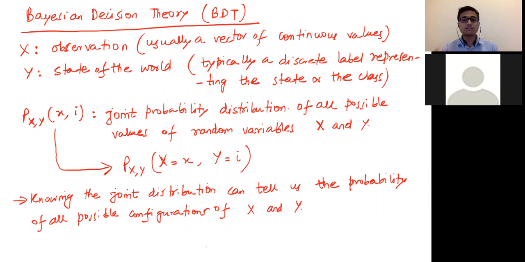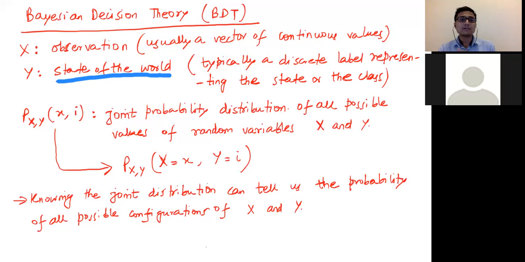So let's go over some fundamentals. First we have an observation vector x. We will denote it by the symbol x, and usually it's a vector of continuous values. Then we have the state of the variable. This is y, and typically it's a discrete label representing the state or the class.